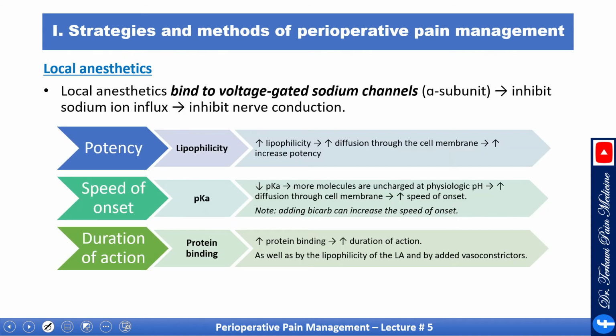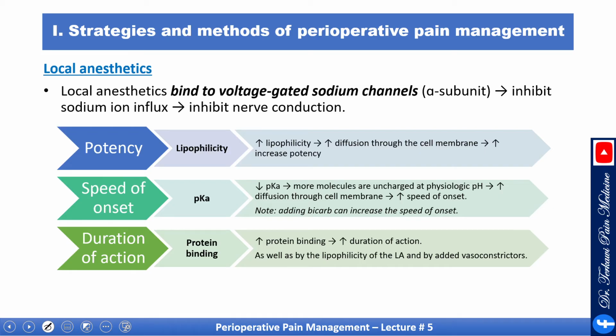This is a nice summary slide that summarizes certain pharmacokinetics of local anesthetic. So local anesthetic binds to voltage-gated sodium channel alpha subunit. It inhibits the sodium ion influx and therefore inhibits nerve conduction.